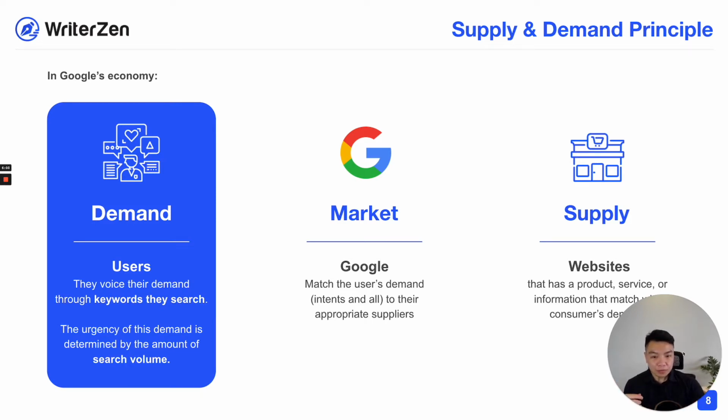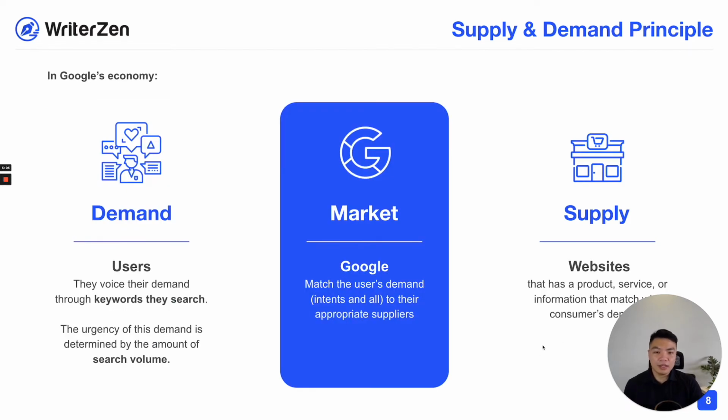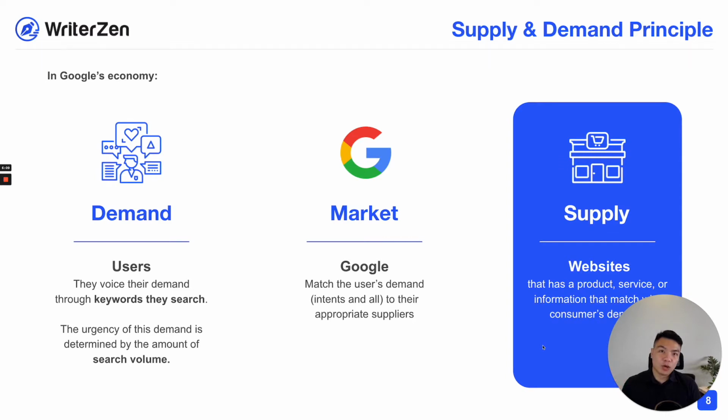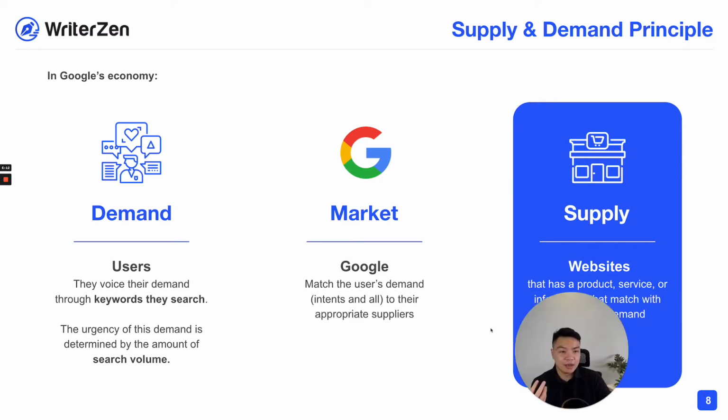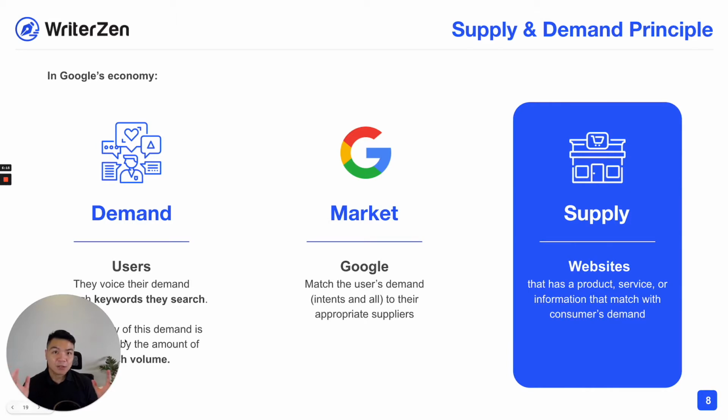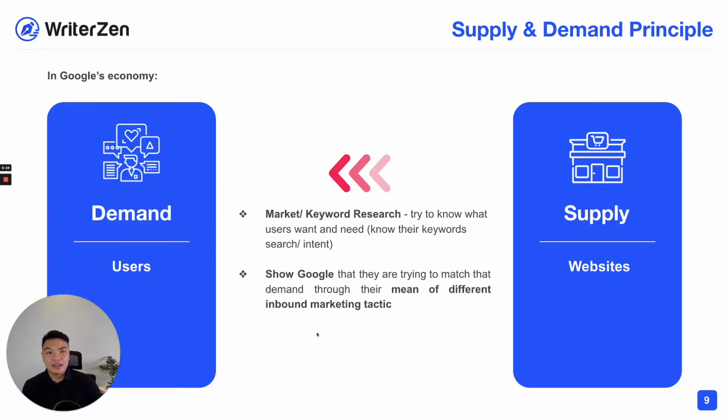And so now you've got the market, and the market is Google. The way Google works is that it will try to match that with the supply end, and the supply end here is those websites, right? The website's goal is to find out what those demands of the users are, which is the process called keyword research. And from there, they have to show Google that they're trying to match that demand through different means of inbound marketing tactics, and SEO is one of them and is the most popular inbound marketing tactic, right?